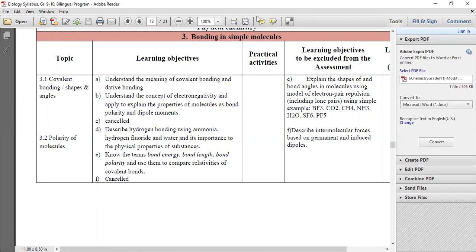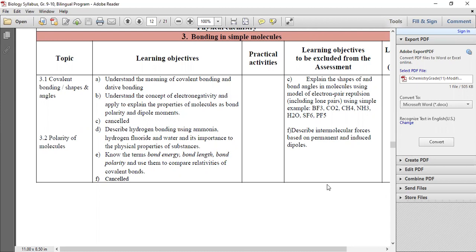Please read this objective, or what you got. Understand the meaning of covalent bonding and dative bond. I wrote here coordinate bond, and another name for it is dative bond.